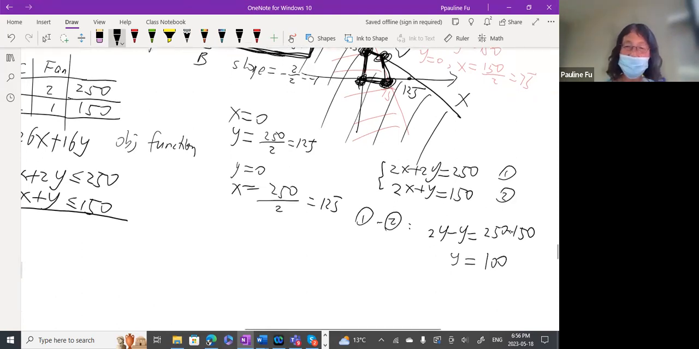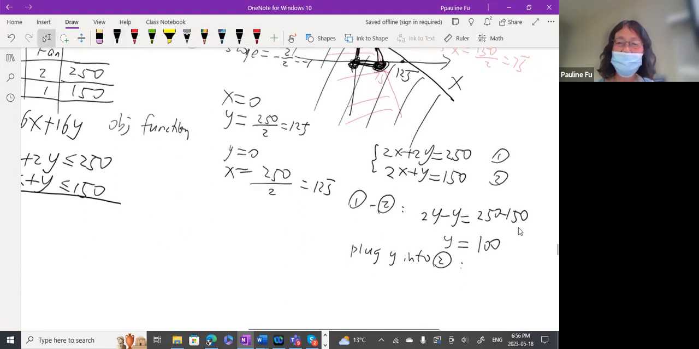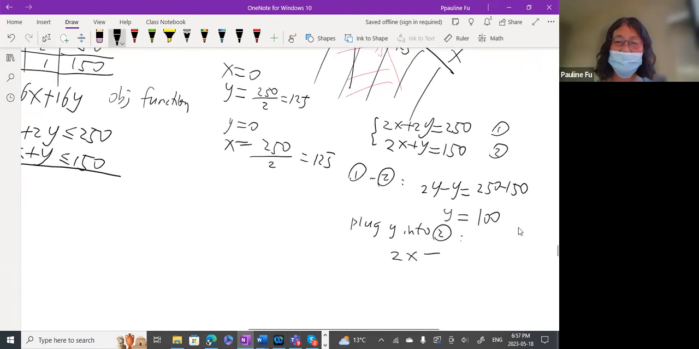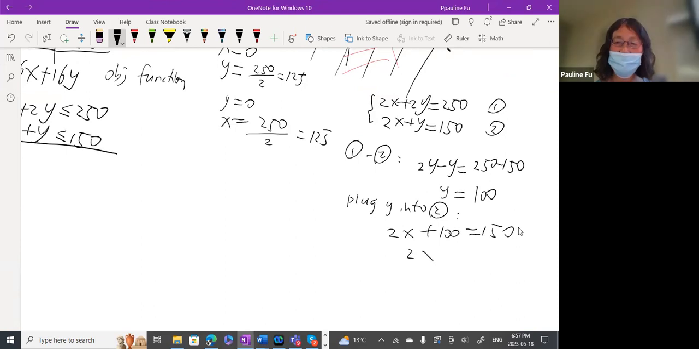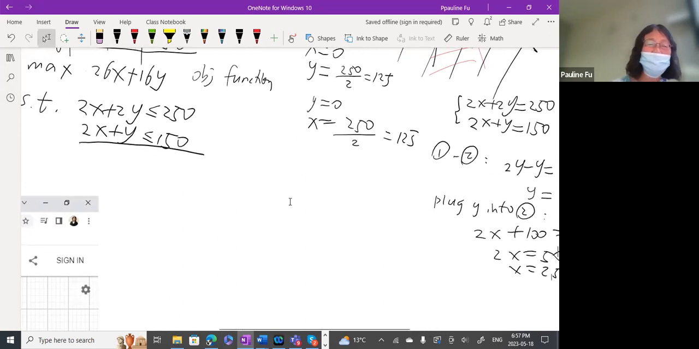Once you got y equal to 100, plug this y into equation two and solve for x. So y is 100. Equation two said 2x plus 100 equal to 150. So 2x equal to 50. x equal to 25. So the final answer, you need to produce 25 air conditioners and 100 fans in order to get the maximum profit. So what is the maximum profit?